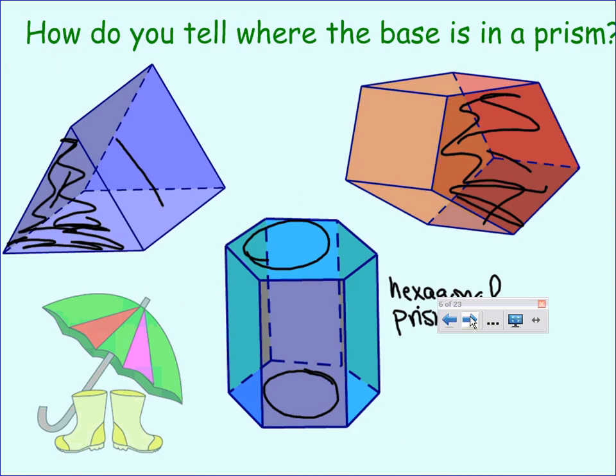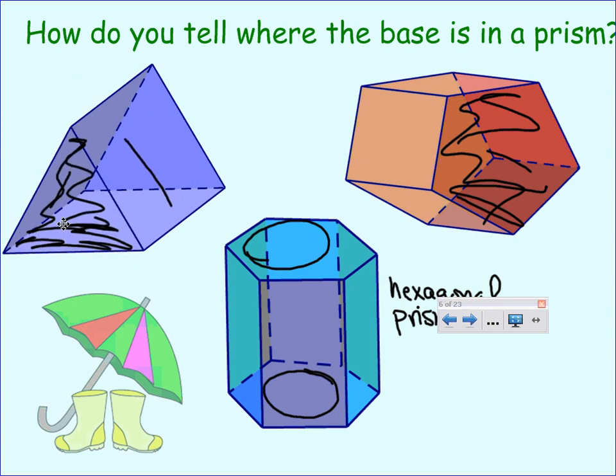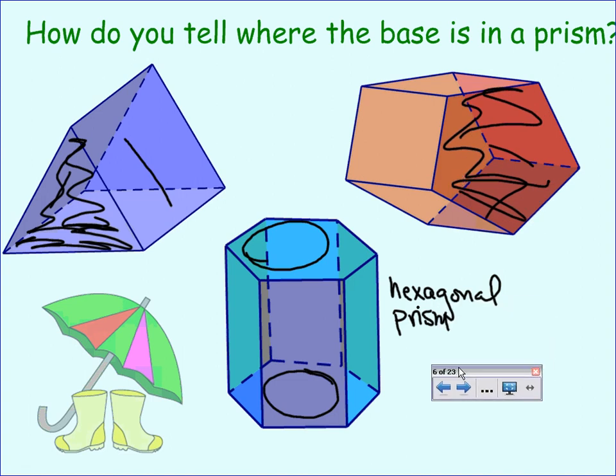Okay, so looking at these figures here, I've already kind of drawn on them. Okay, how do you tell where the base is in a prism? Okay, the base of this prism you see here is a triangle. Base of this prism that you see here is a hexagon, and the base of this prism that you see here is a pentagon. Okay, this one here is a hexagonal prism. Okay, remember prism has two bases. There's some figure, and then those other faces that are on there are rectangles, squares, parallelograms.